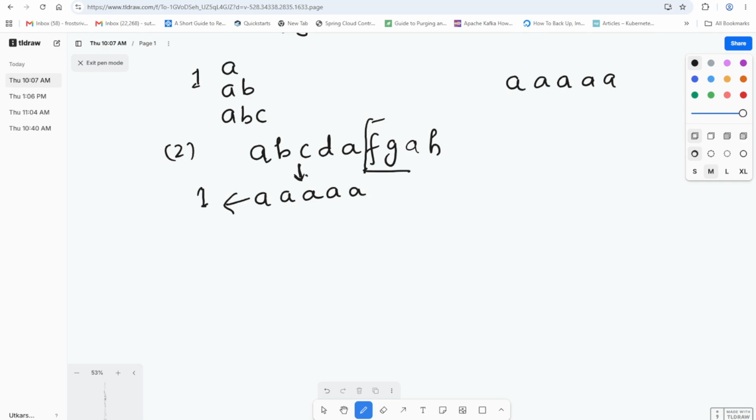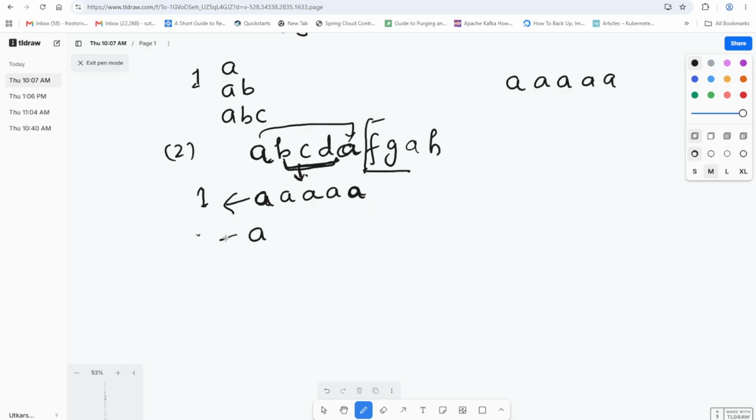Now again, what we need to do is take this part of the array, only this part. If we look only at this part, since this A and this A have already been printed, now we need to take care of this part. This also we need to print properly.